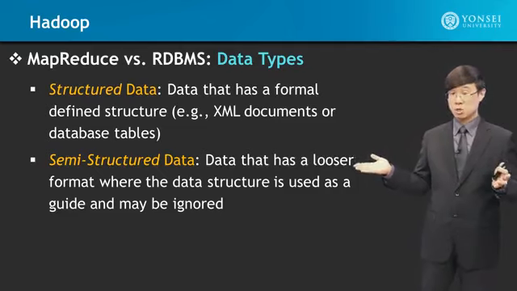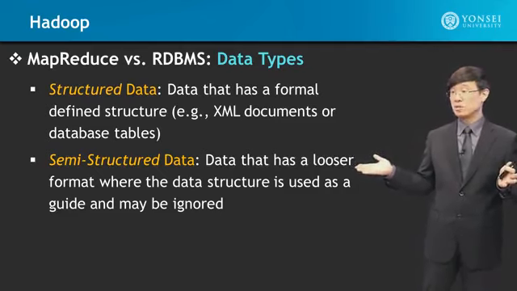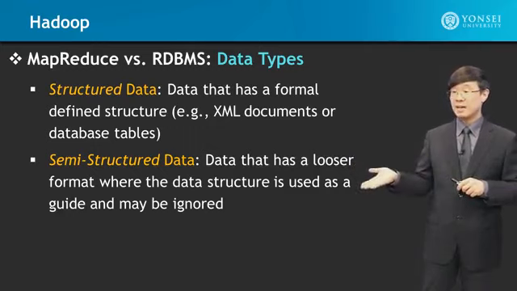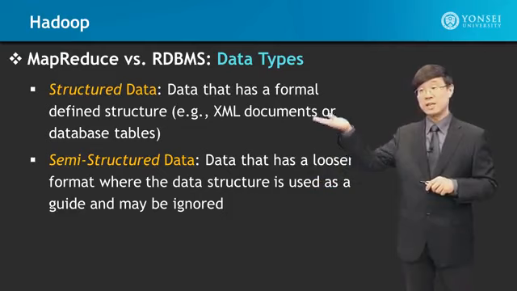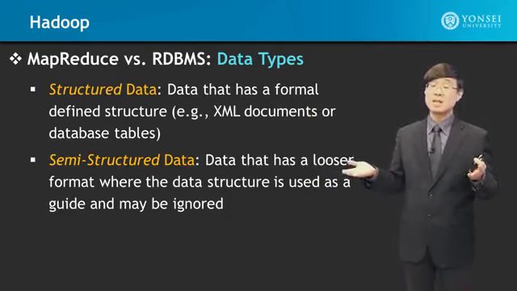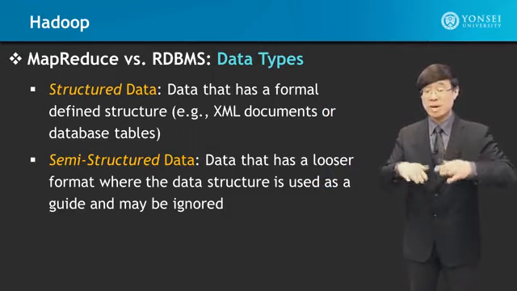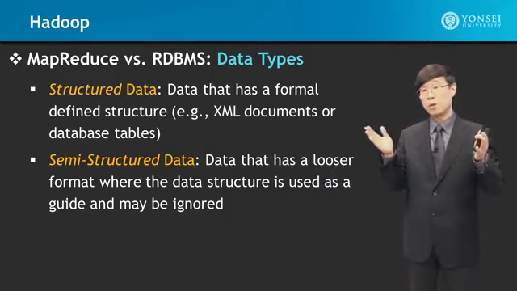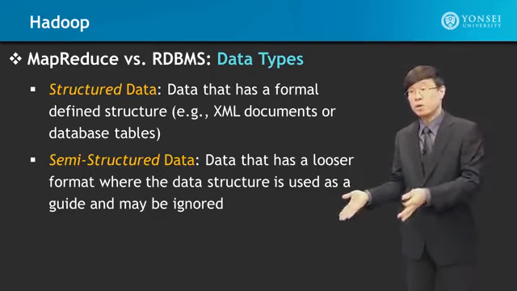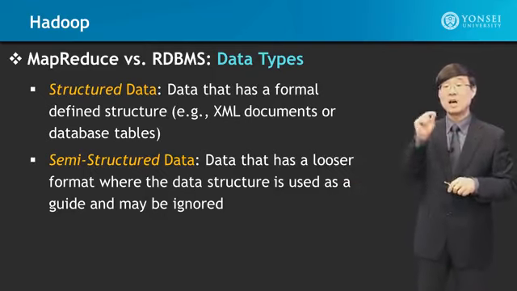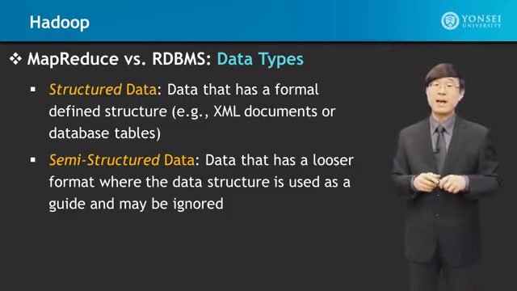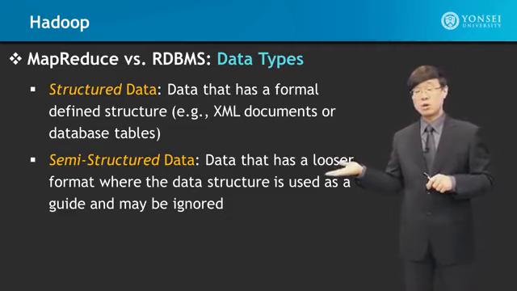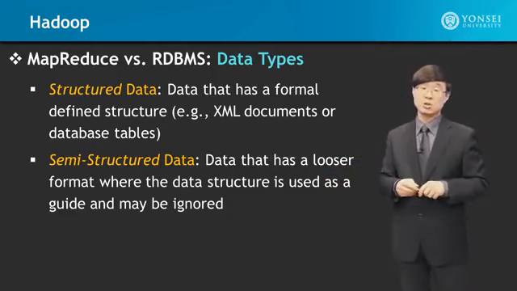Semi-structured data is much looser. It has a format where the data structure is used as a guide and in some cases may be ignored. When you put semi-structured data into a structured data form, like an Excel file, then in a lot of cases, a lot of the data may be filtered out and not used. And therefore, if you look at an Excel file where you put a lot of semi-structured data inside, a lot of the values there will be null, non-acceptable. That's what happens when you use semi-structured data to put into a structured data system.